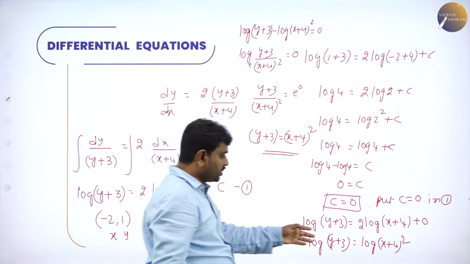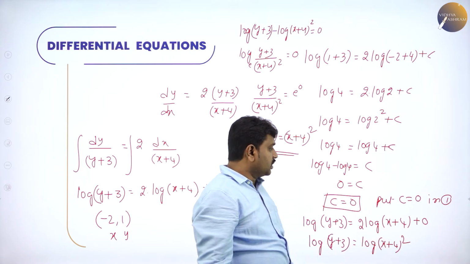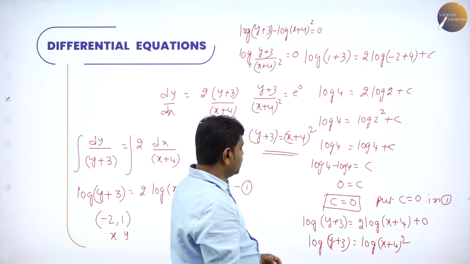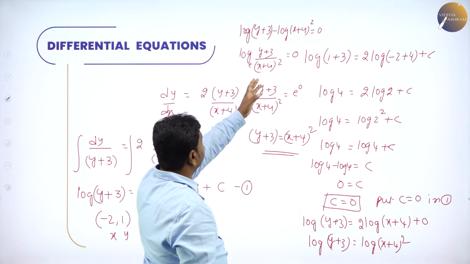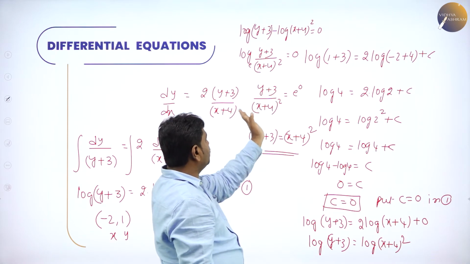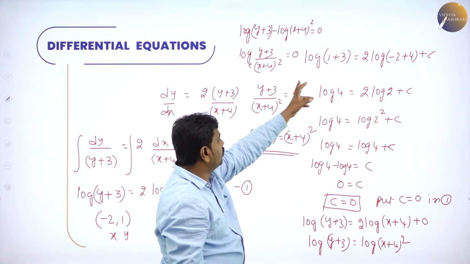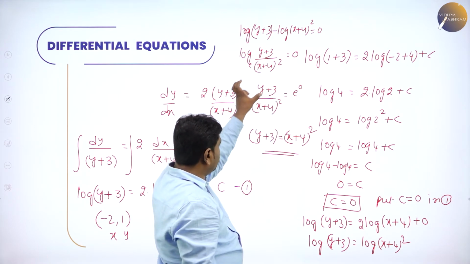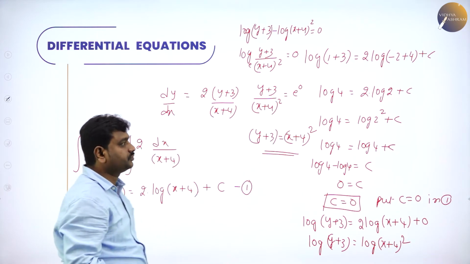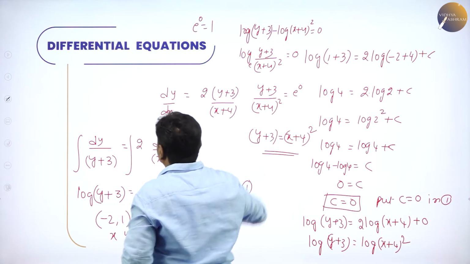So here simplification plays an important role. m log a can be written as log a power m. And this c value is anyhow 0, so this is gone. So bring this side. Log a minus log b becomes log a by b, that is 0. And if you want to remove log, take e power on both sides, or log base e goes that side to become e power this number 0. e power 0 is 1. So (y plus 3) by (x plus 4) whole square is 1. Transfer that side, you will get it. Here, what is e power 0? e power 0 is 1.